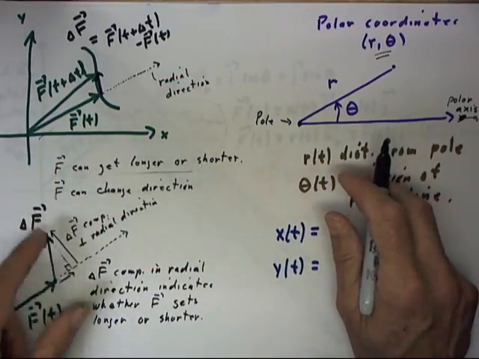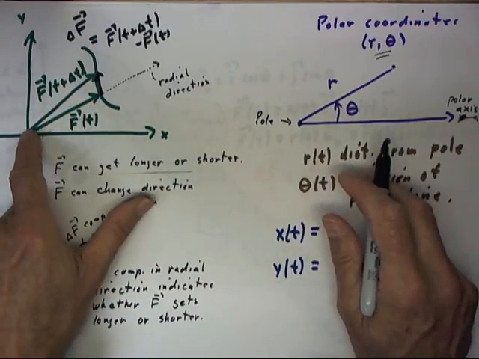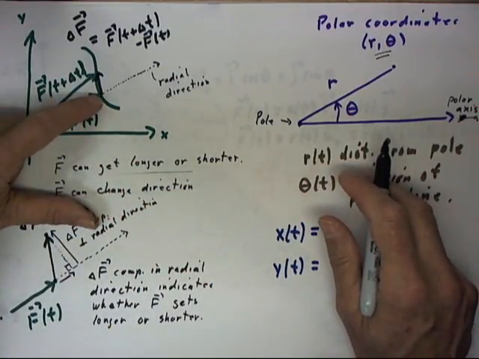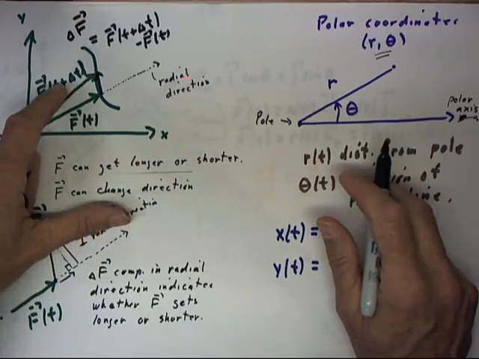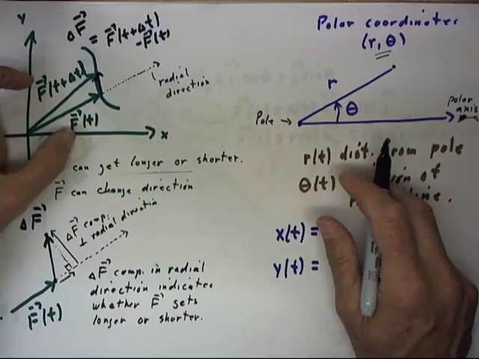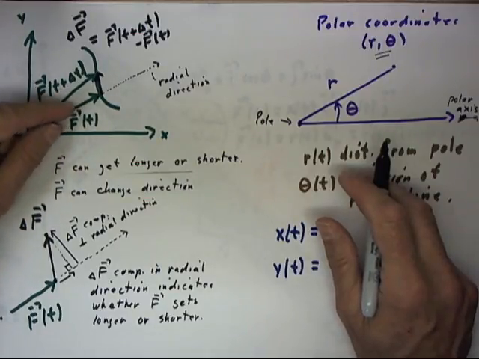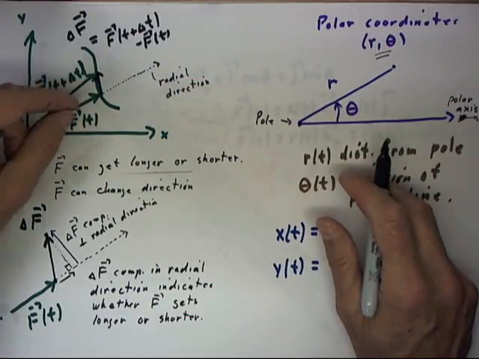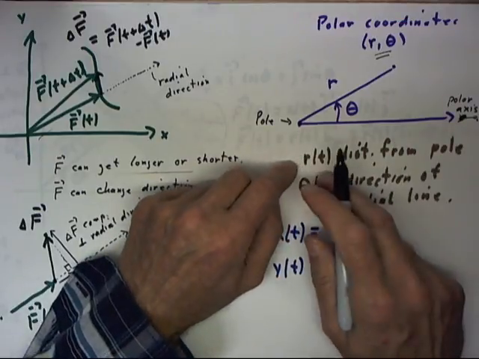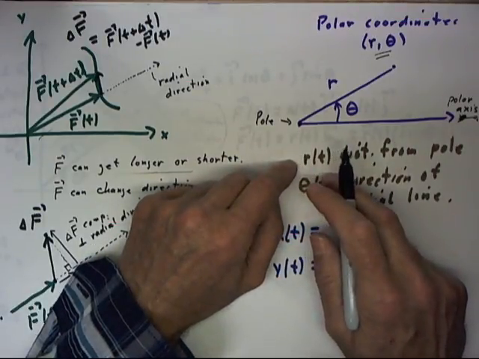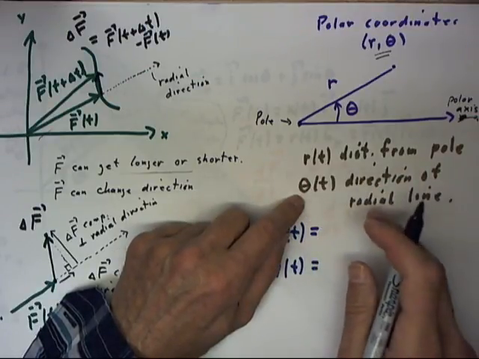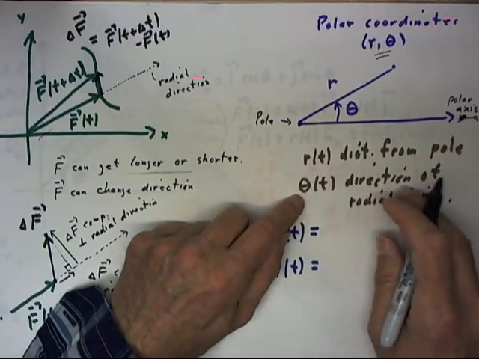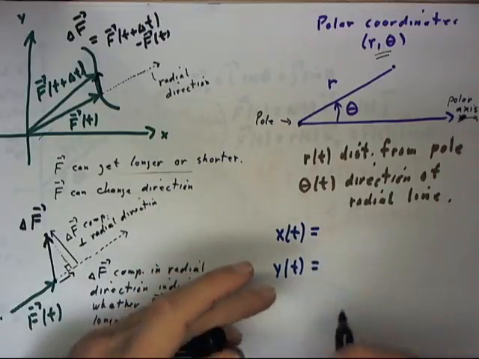Now, in the preceding, we saw how the distance between the t argument and the t plus delta t argument of our function resulted in an increase in the distance. So r of t can increase or can decrease or can stay the same. Theta, the angle, is also a function of t, and that's the direction of our radial line.